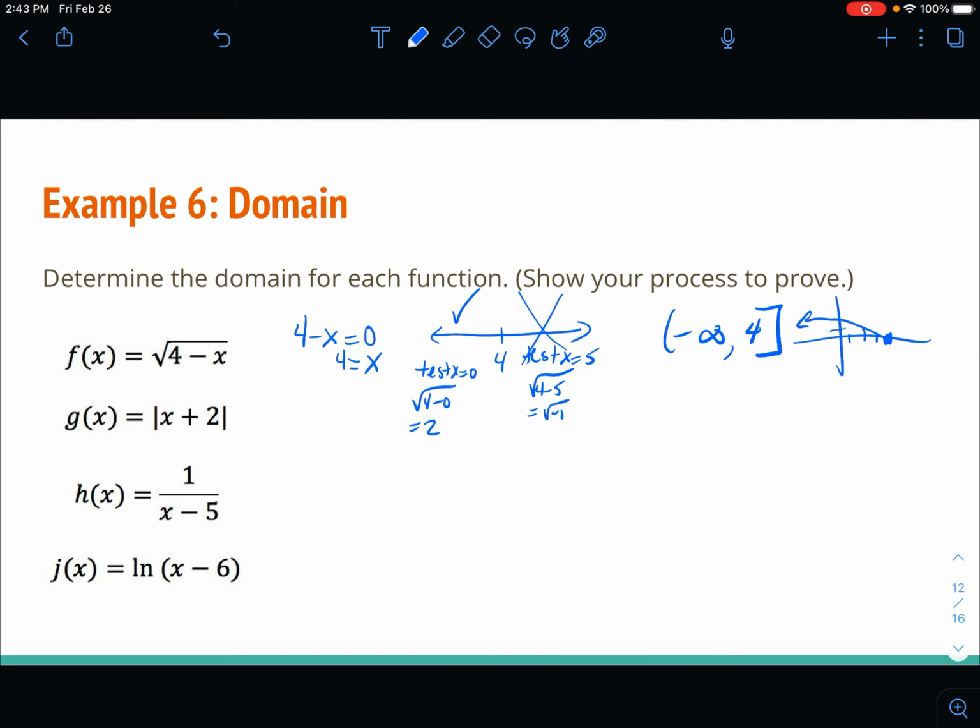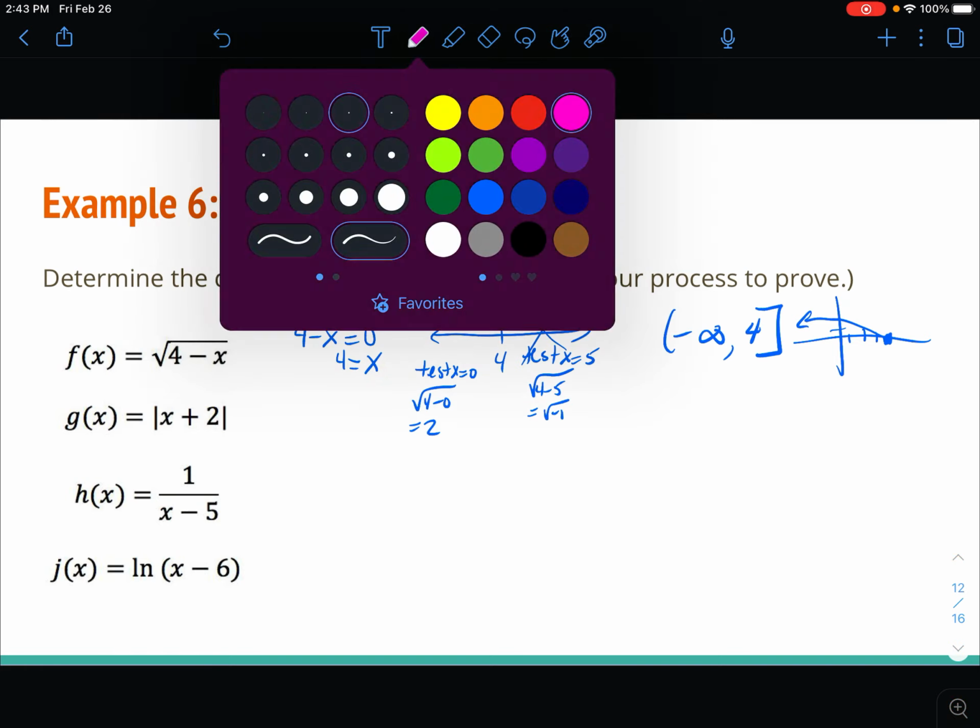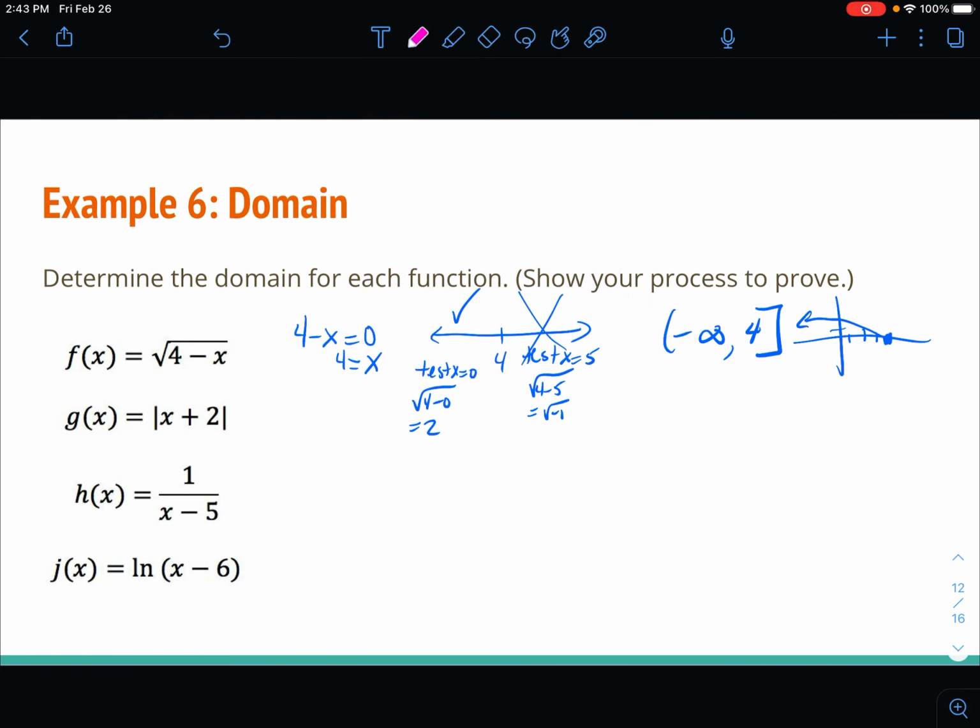Okay, let's take a look at the absolute value. Now in this case, there's nothing that is troubling us. We can use any value we want, positive, negative. We're always going to get a good output. Everything is fine. No undefined values. So in this case, negative infinity to infinity. And again, if you think of your graph for this, we'd be at negative 2, opening up, all the values work fine.